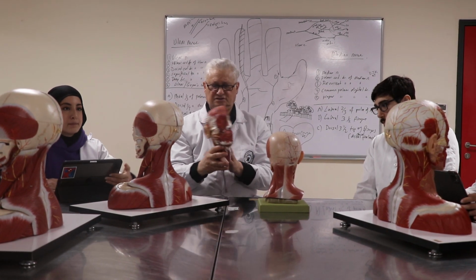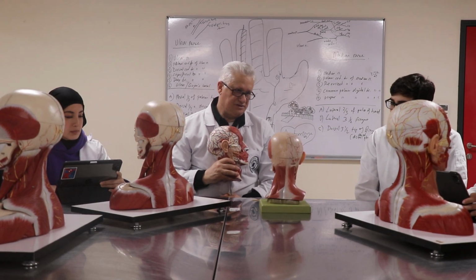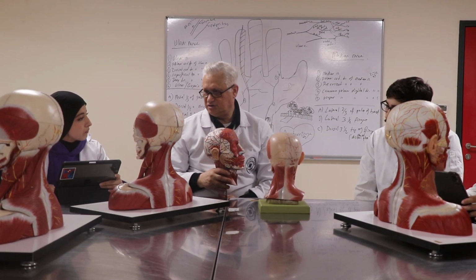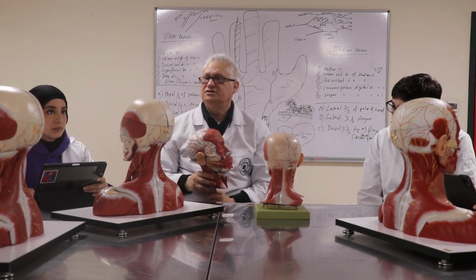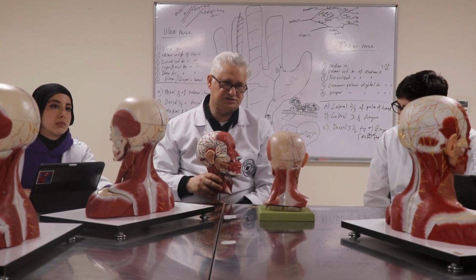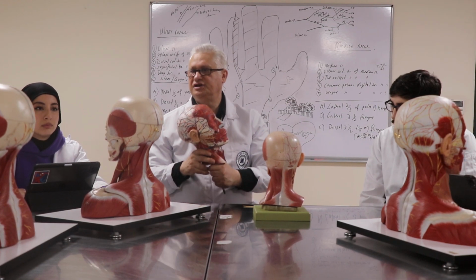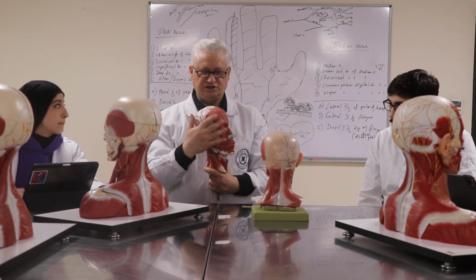So like I said, we call this a lollipop. It looks like a lollipop. And you can see the half face here. So today, the topic of our discussion is the facial expression muscles, looking at the face.